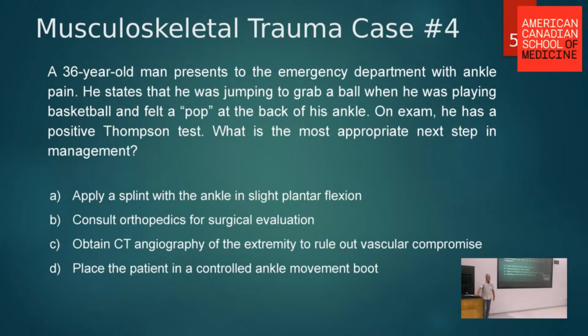Okay, case number 4. A 36-year-old man presents to the emergency department with ankle pain. He states that he was jumping to grab a ball while playing basketball and he felt a pop at the back of his ankle. On exam, he has a positive Thompson test. What is the appropriate next step in the management? Apply a splint with the ankle in slight plantar flexion. Consult orthopedics for surgical evaluation. Obtain CT angiography to rule out vascular injury. Place the patient in a controlled ankle movement boot.